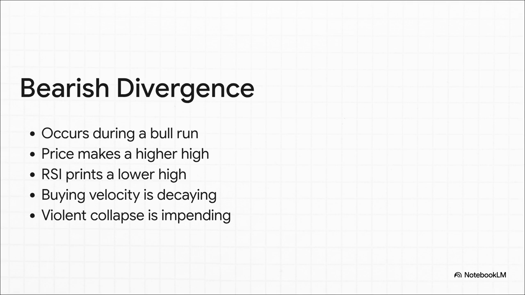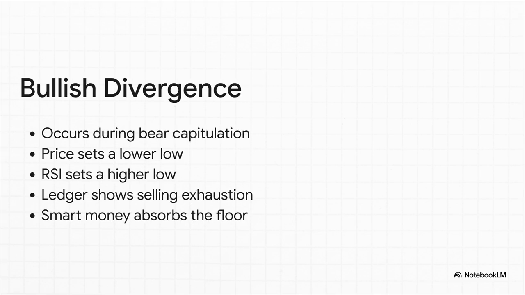Now, let's completely flip the script. Regular bullish divergence, that is your signal for immense opportunity. We're talking about absolute bear market capitulation here. The price sets a terrifying lower low, and there is just incredibly loud panic all over social media. But check the RSI. It's printing a higher low. The ledger is showing actual selling exhaustion. The sellers are just done. So while the retail crowd is blindly panic selling at the absolute bottom, the architect uses this exact signal to see that smart money is quietly absorbing the floor. And that is exactly where you step in.